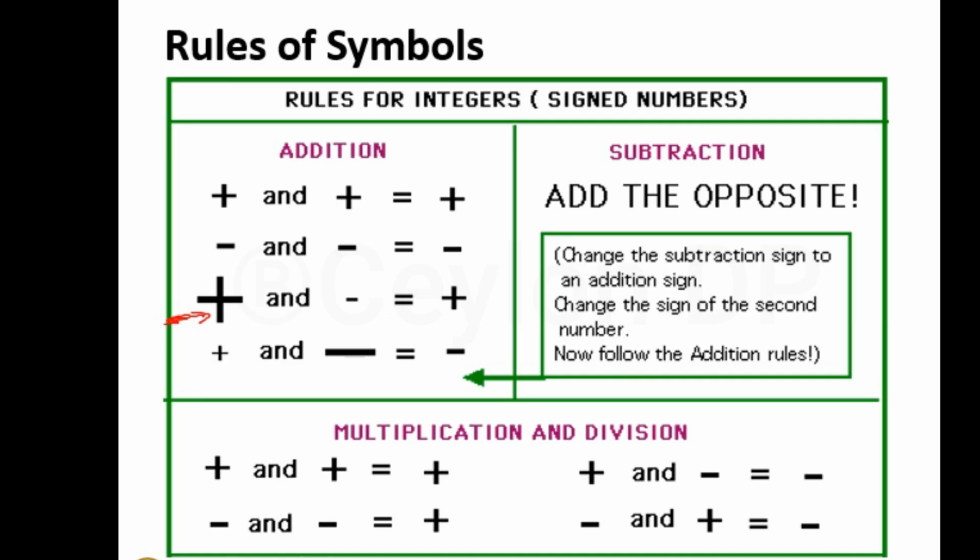In multiplication and division, if you multiply or divide plus and plus, the answer should be plus. If it is minus and minus, definitely it also should be plus. It means when you are using same symbols, definitely it's plus. If it's different symbols, plus and minus, when you multiply, the answer should be minus, and minus and plus, if you multiply, the same answer should be minus. Division also the same.